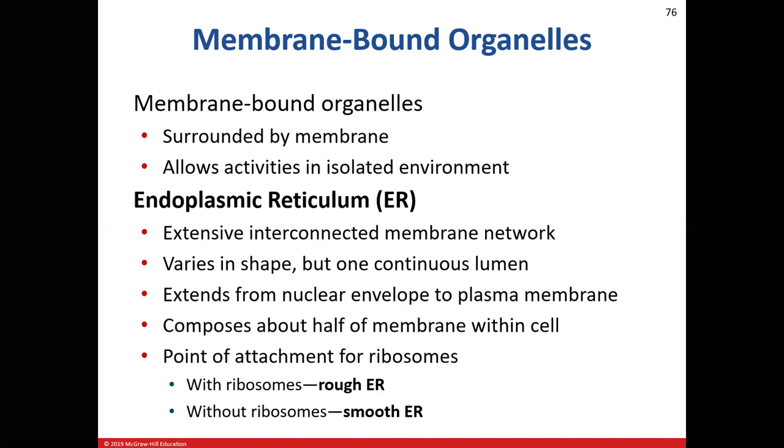It's going to extend from the nuclear envelope all the way to the plasma membrane, and we're going to find that it is actually continuous with that nuclear envelope. It composes about half of the membrane within the cell, and it's the point of attachment for our ribosomes. When we have ribosomes that are attached to the ER, we call it rough ER. The area of the ER that does not have ribosomes is called smooth ER. And we'll talk about different types of those as we get into specific examples.